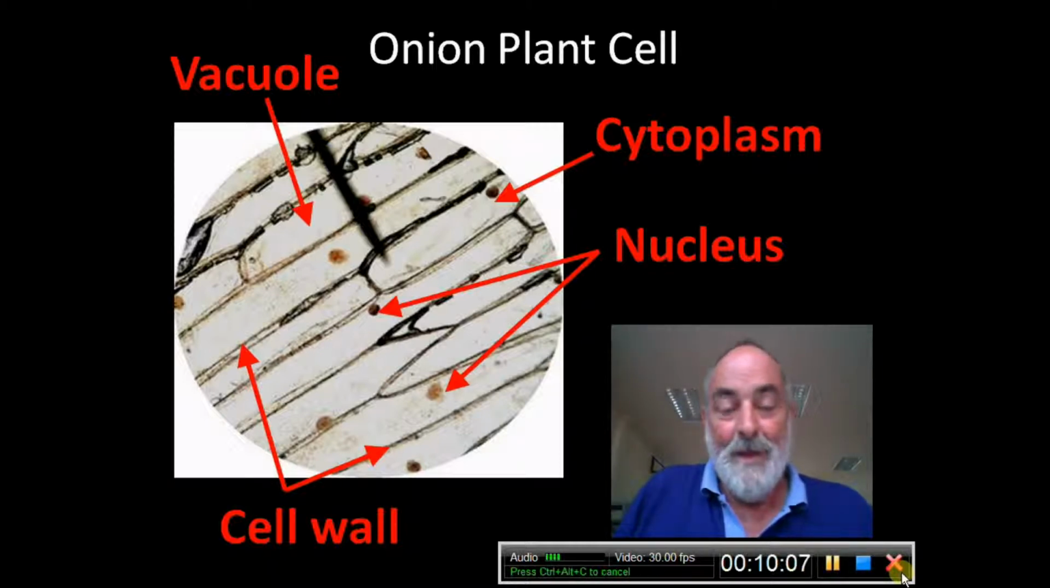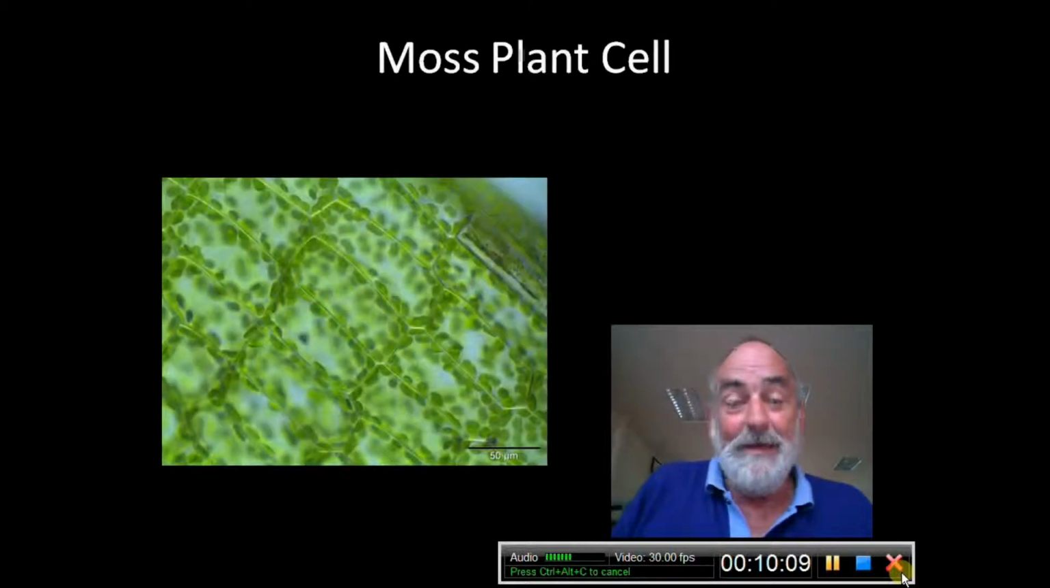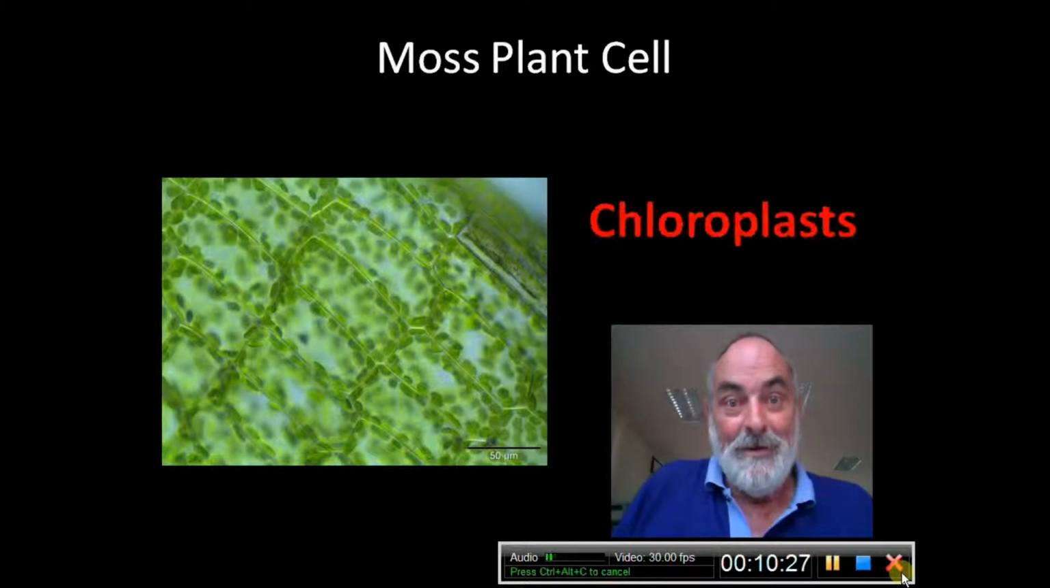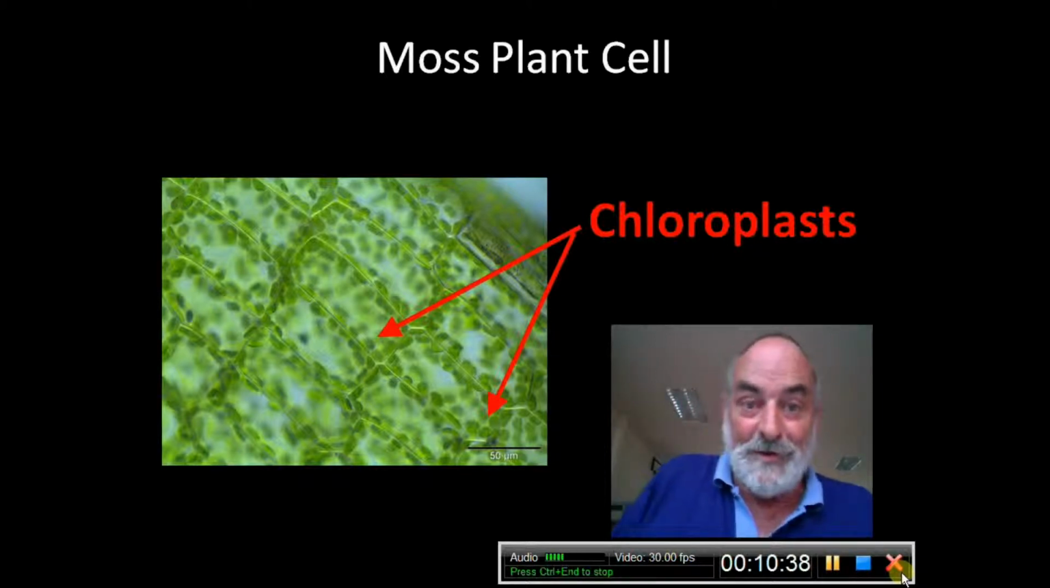Now, here is a slide of a plant leaf. You can see that it's still made of many, many cells. Perhaps you can see the cell wall. But what you can also see is the chloroplast. Hundreds and hundreds of chloroplasts. And this is where photosynthesis happens.